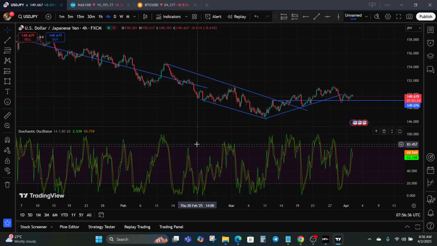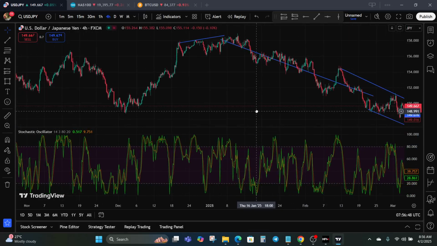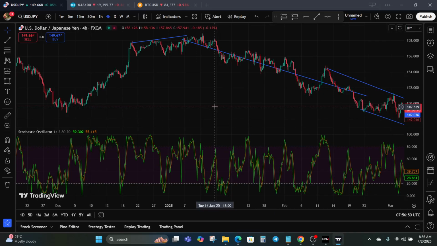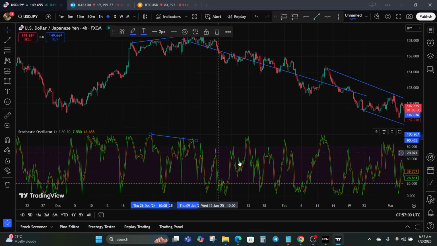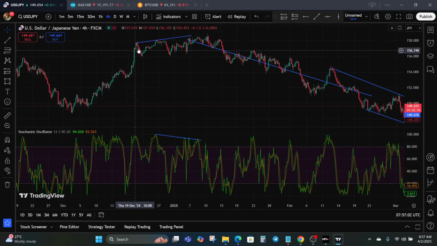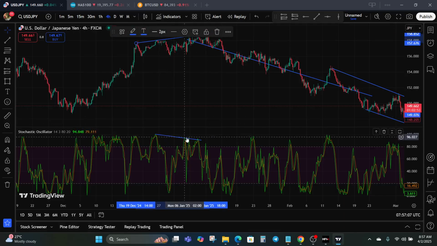So the stochastic oscillator identifies overbought and oversold conditions while showing divergence signals. So you should be looking out for the stochastic making lower highs while price makes higher highs. In this case, you can see the stochastic gave us the bearish divergence around here, while price made higher highs. You can see that the stochastic gave us lower highs around here, right? So this is a bearish divergence.